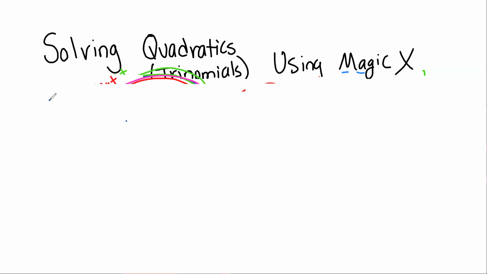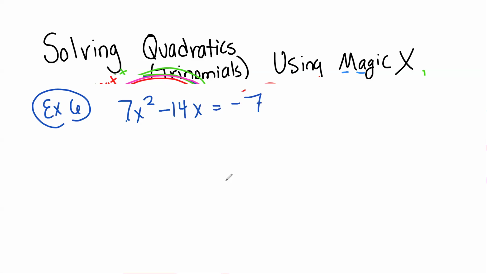This will be, what, example 6? I have 7x squared minus 14x equals negative 7. So this is not set to 0. Let's add 7 because that would cancel and be 0. And then this would just come over here. It would not go with the x squared. It would not go with the x. It would just be hanging off, right? It's a constant. So our new problem is 7x squared minus 14x plus 7 equals 0.